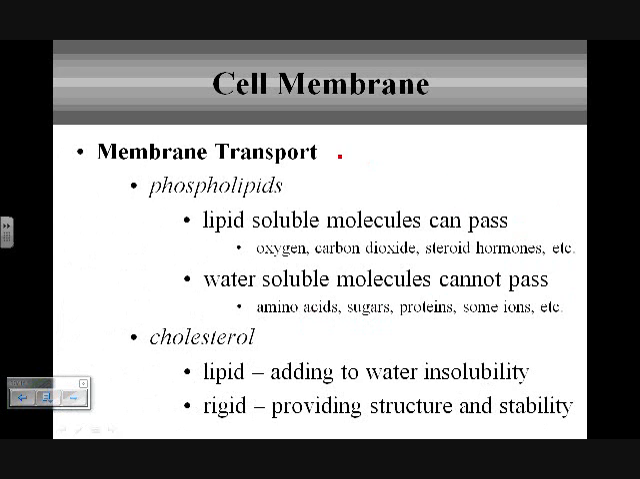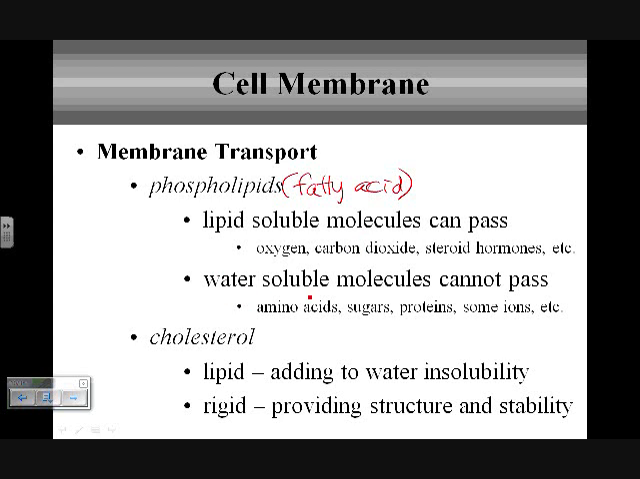So that membrane transport, right, the idea that substances are going to be able to pass through, which we're going to discuss in substantially more depth in a later section, but that phospholipid component, the idea that lipid soluble molecules are going to be able to pass through, things that are going to mix well with lipids because of that fatty acid portion, such as oxygen, carbon dioxide, steroids, they're going to easily pass in and out.